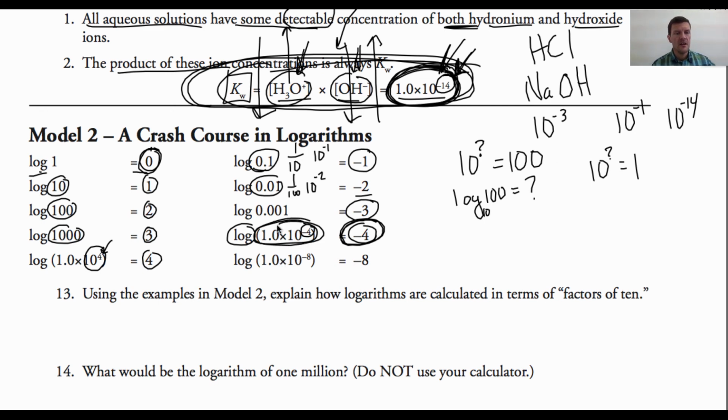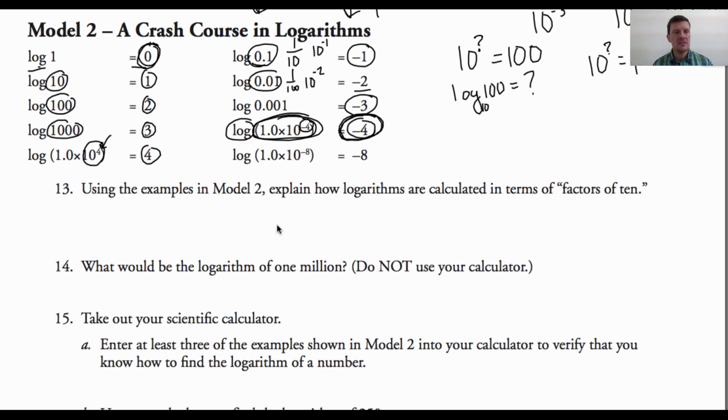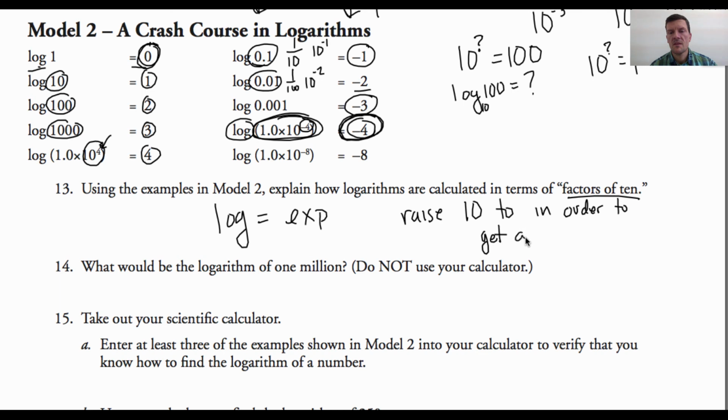All right. 13 then. Let's look here. Use the examples in Model 2 to explain how logarithms are calculated in terms of factors of 10. So every time you take the log, you are asking, find the exponent that you have to raise 10 to in order to get a certain number. So 10 to what power gives me some number. The log is going to give you that power, that exponent.